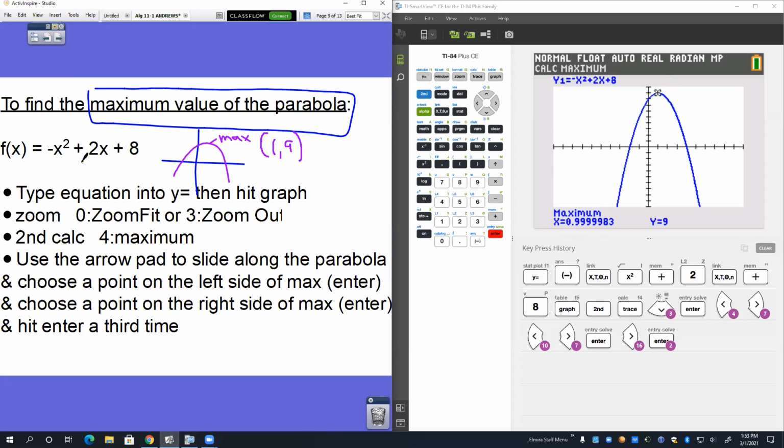So again, all you have to do is type in the equation, hit graph, go to second and calc. You go down to number 4, which is the maximum. You need to click once on the left-hand side, once on the right-hand side, and then hit equals or enter again for your guess. All right.